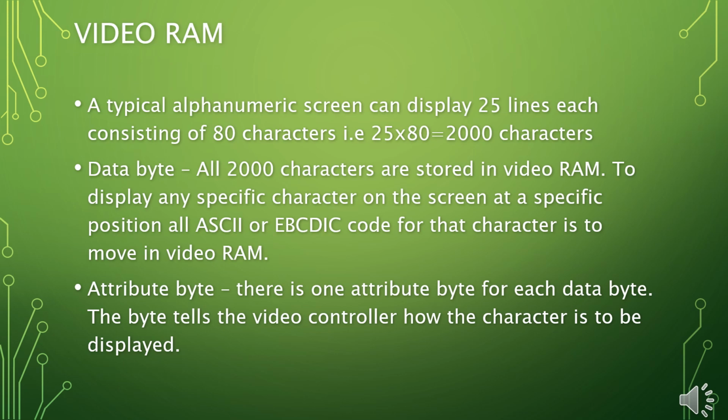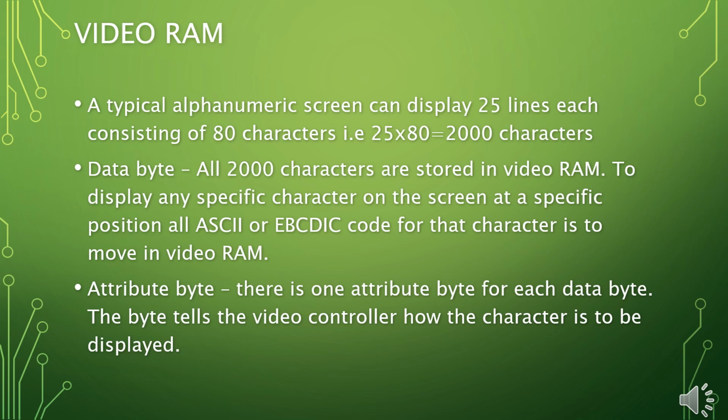Data byte. What is data byte basically? All 2000 characters are stored in video RAM. To display any specific character on the screen at a specific position, the ASCII or EBCDIC code for that character is to be moved into the video RAM.